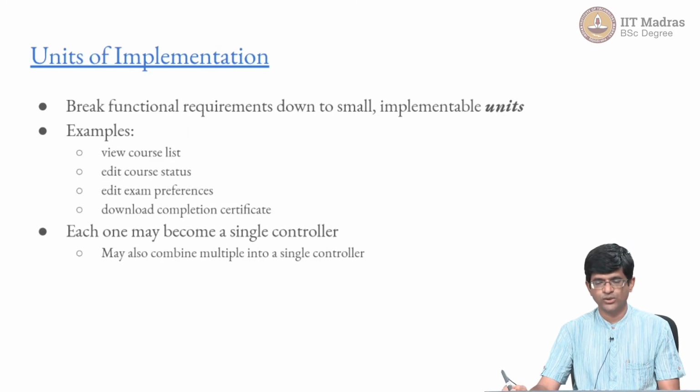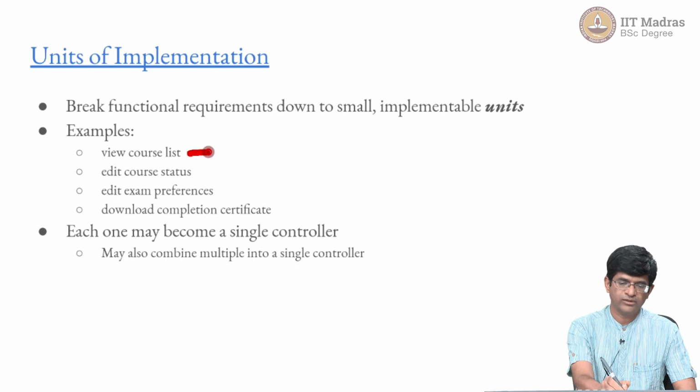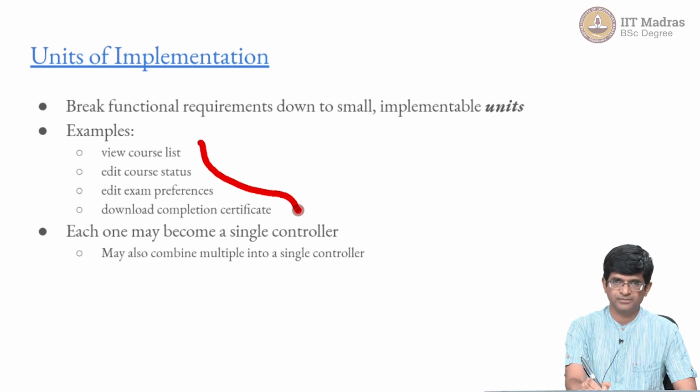Now, once you have that, it usually makes sense to start breaking the requirements down into small units of implementation. Okay, an example would be, how would I view a list of courses, right? This is one unit. Similarly, how do I edit a course status? How do I edit an exam preference, right? Each one of these effectively corresponds to one controller, maybe one or more views, and interaction with one or more models, okay? Which is why we would call these individual units that need to get implemented, right?